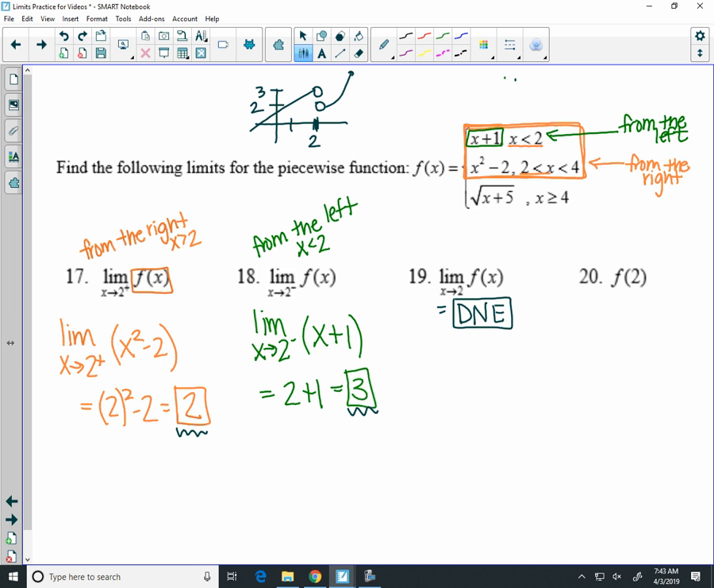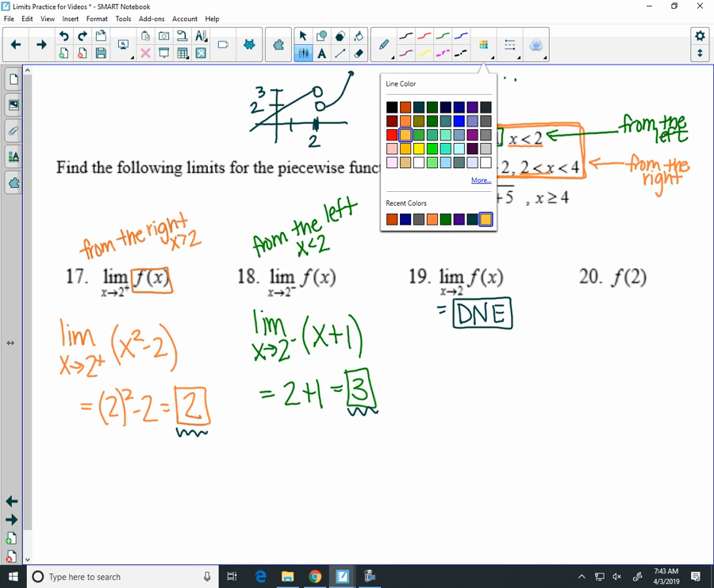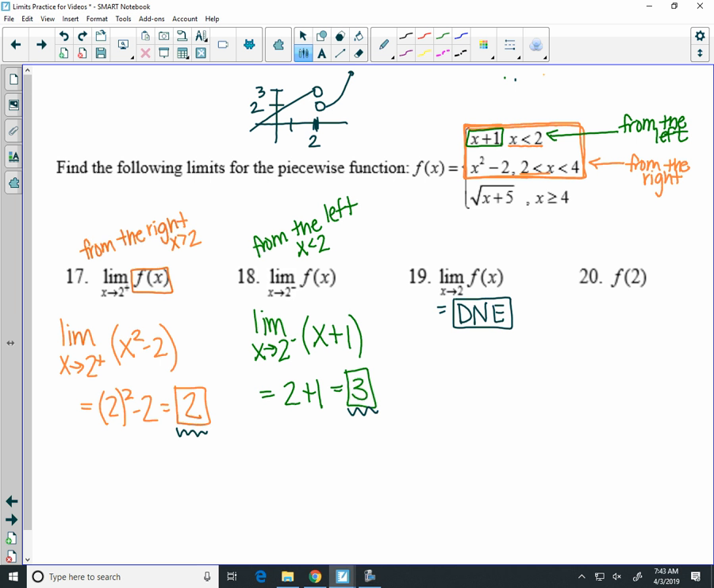All right, last one, f of 2. So this is asking us to actually evaluate the function at 2. So we're looking for what is y when x is equal to 2. And here's the thing, this is less than, this is greater than, we have no value at x equals 2. There is no value, it's a hole. So this does not exist.